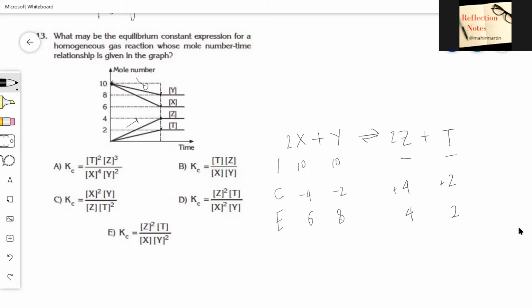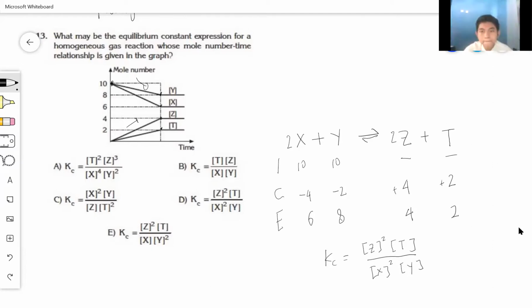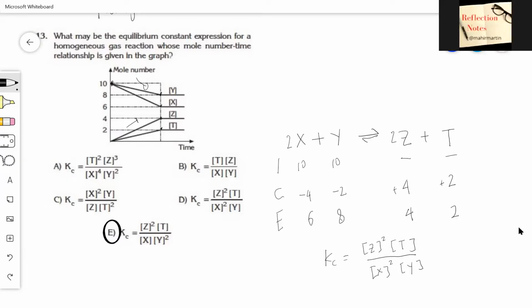So from here, I can understand that Kc will be equal to Z squared times T over X squared times Y. Do you have this option? D. Yes, this one. So like this.